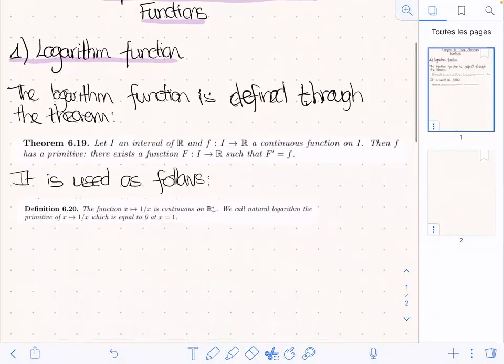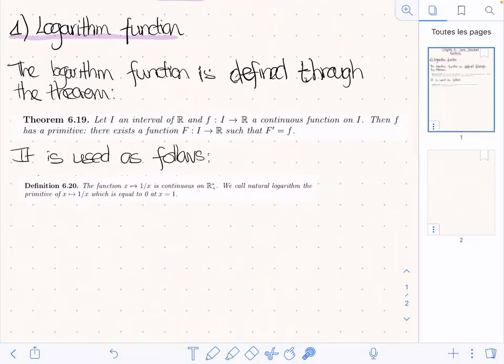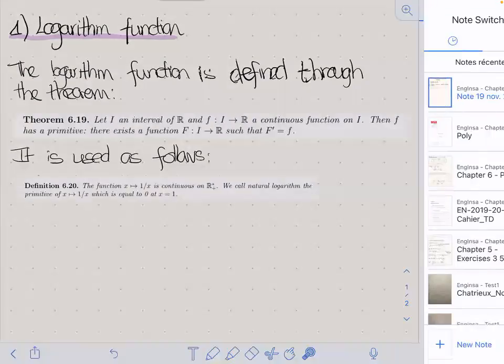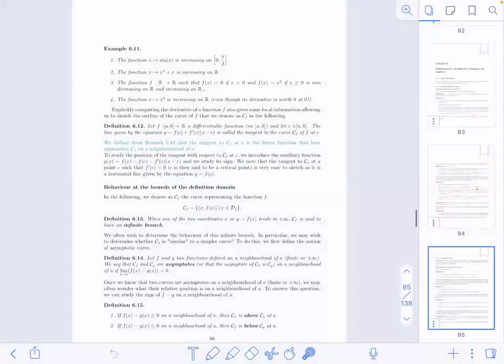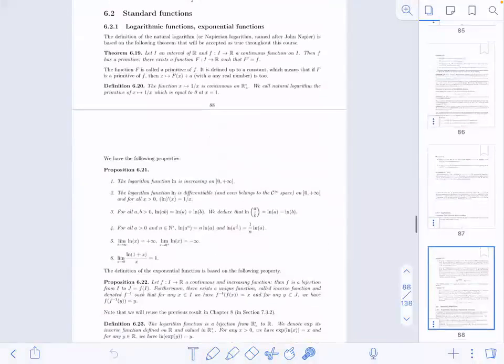It goes to minus infinity at 0 plus and plus infinity at 0 minus, but what's important is what happens on R plus star. And what we do is call natural logarithm, so log of x, the primitive of 1 over x which is equal to 0 at 1. So that's how the logarithm function is defined. And so you can see that this definition really is quite abstract. But that's how somebody someday basically defined the logarithm.